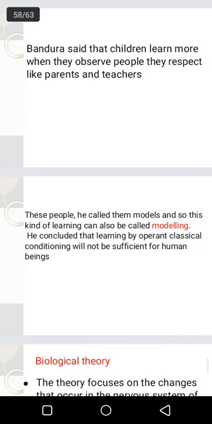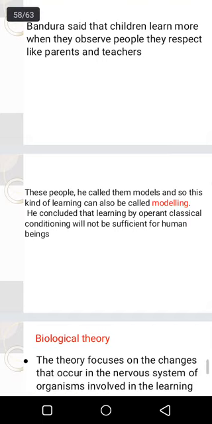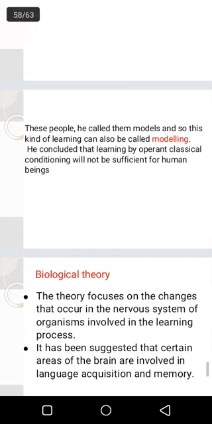These people, the teachers, he called them models. And so this kind of learning can also be called modeling. You've seen? It can also be called modeling. He concluded that learning by operant and classical conditioning will not be sufficient for human beings. You've seen how these psychologists were arguing. This one came up with his own theory, this one came up with his own theory. But everything was based on how different organisms learn.